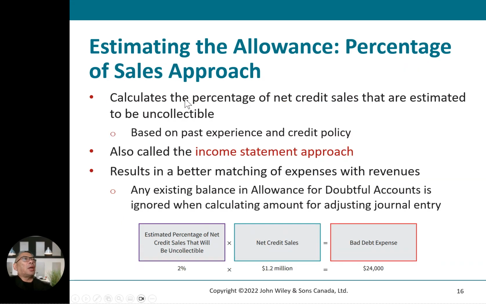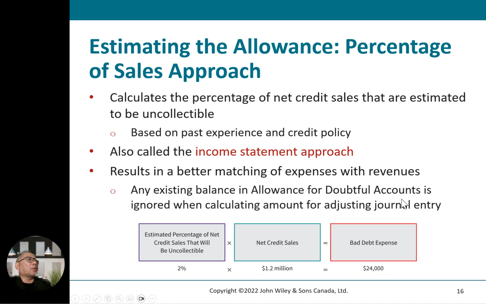In terms of the percentage of net credit sales that are estimated to be uncollectible, it is based again on the past experience of credit reports. This is known as the income statement approach. Okay, this is estimating the allowance using the percentage of sales approach. It calculates the percentage of net credit sales that are estimated to be uncollectible. This results in better matching of expenses with revenues.